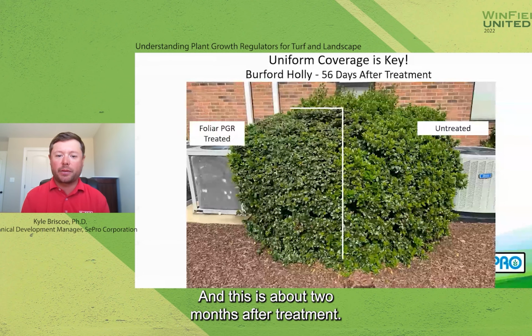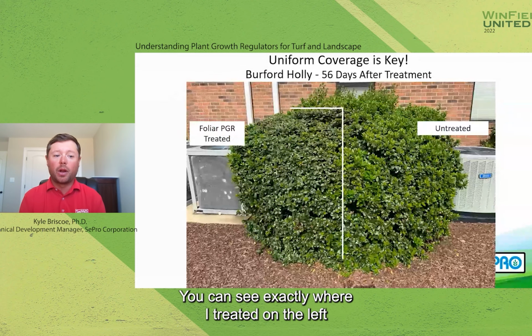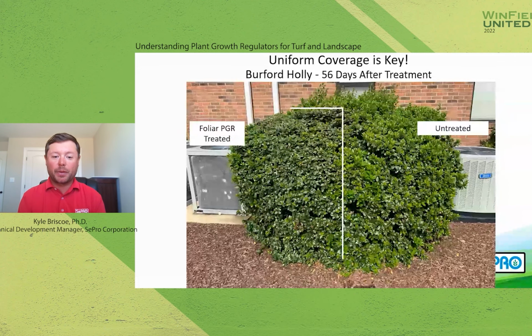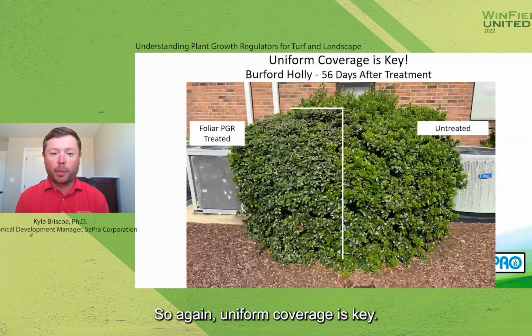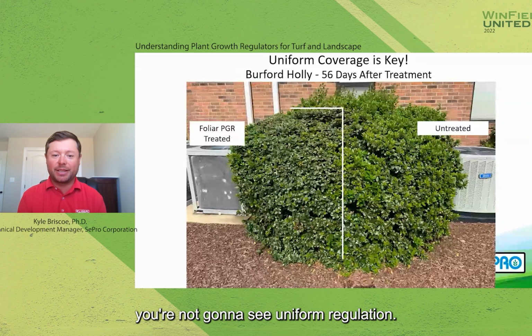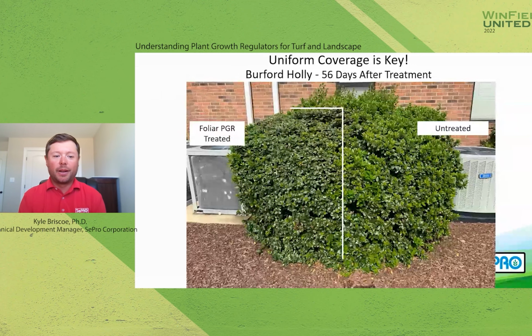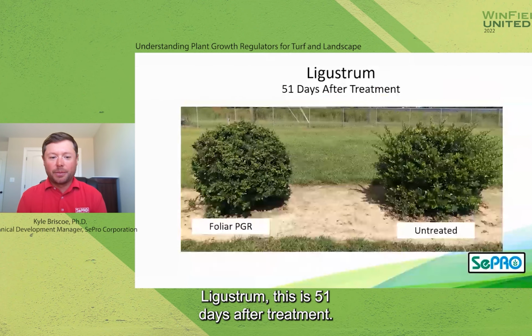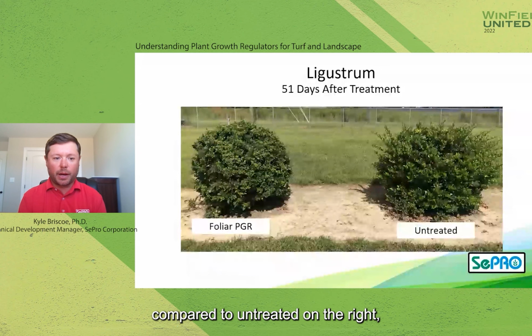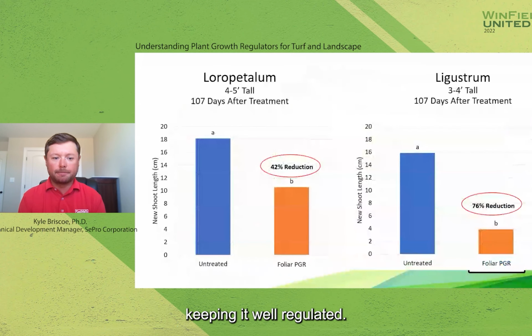This is about two months after treatment. You can see exactly where I treated on the left versus where I did not treat on the right and in the back. So again, uniform coverage is key. If it's not uniform, you're not going to see uniform regulation. Ligustrum, this is 51 days after treatment. You've got your foliar PGR on the left compared to untreated on the right, keeping it well regulated.